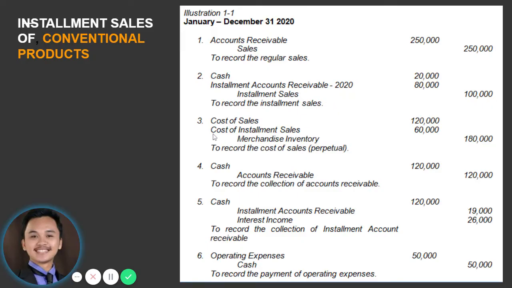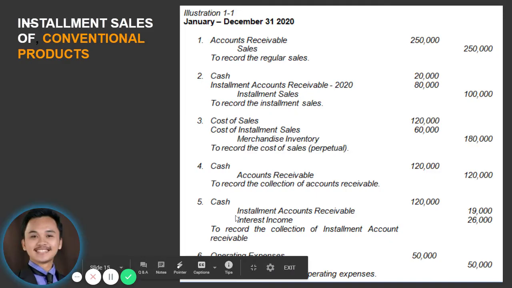And then we also have here the entry to record the cost of sales. So we use the perpetual method here. So we have debit to cost of sales for our regular sales of 120,000, cost of installment sales of 60,000 for our installment sales, and then a reduction to our total merchandise inventory of 180,000. And then we also have here the entry to record collection of accounts receivable. So we have debit to cash and credit to accounts receivable for 120,000. The usual pro forma entry when we have collections on our accounts receivable.